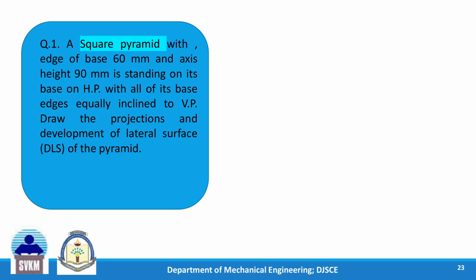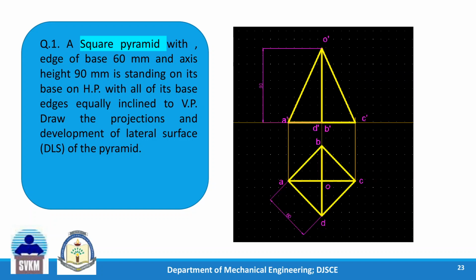Now, what is given is that it's a square pyramid, resting on its base on HP such that all of the base edges are equally inclined to VP. It means that they are making a 45-degree angle with VP, and we have to draw the projections, which in this case means just the front view and top view, and develop the lateral surface of the pyramid. So let us see this. We have already considered the projection part. So this is how the front view and top view of the pyramid will be.